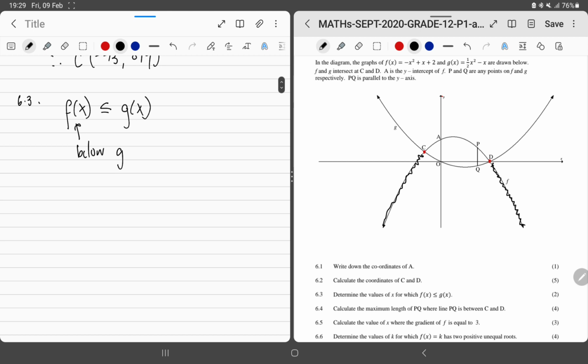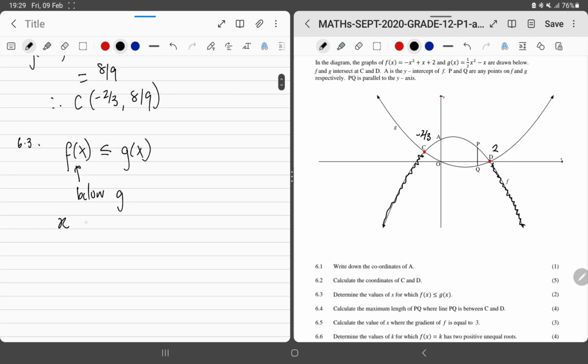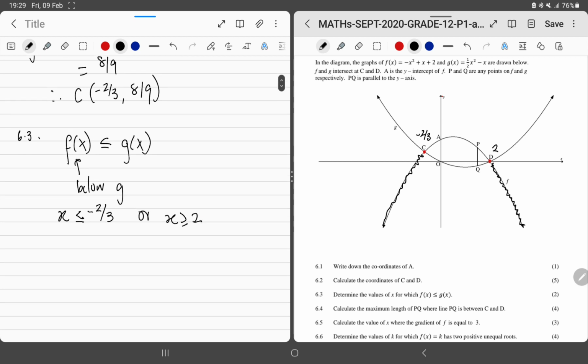But they said it must be less than or equal to. So the x value there is minus 2 over 3, and the x value there is 2. So x should be less than or equal to minus 2 over 3, or x should be greater than or equal to 2.